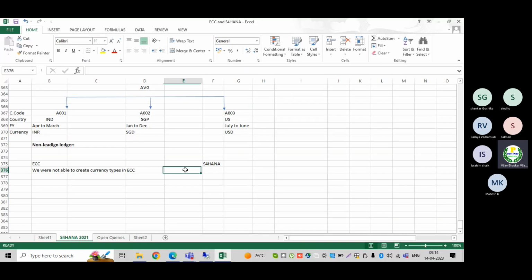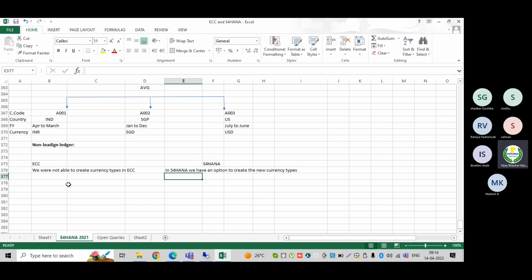But in S4 HANA, we have an option to create a new currency type.